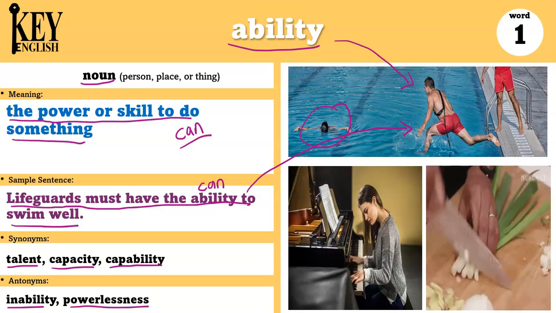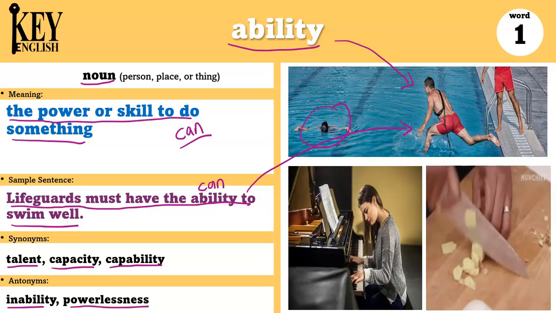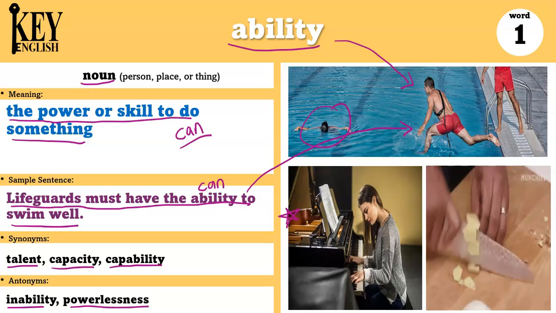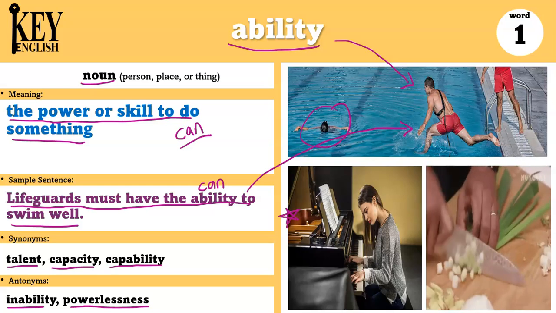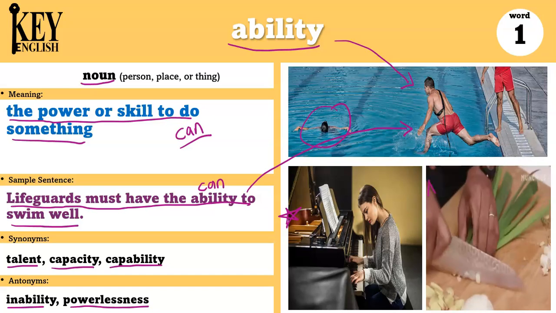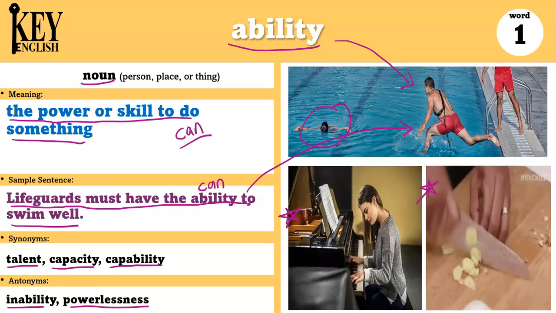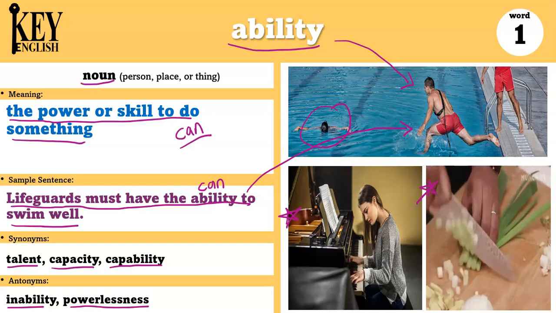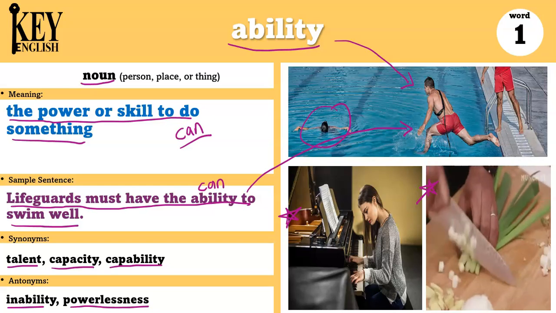So when we talk about ability, it's anything that you can do. For example, in this picture, I can say, she has the ability to play the piano. Or over here, we can say, every chef has the ability to chop vegetables really quickly. What do you have the ability to do?